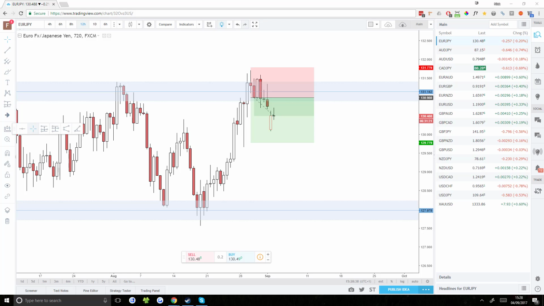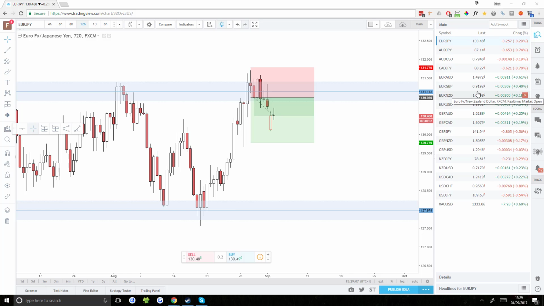So long story short, or no, I've told a long story really, but I held through NFP because I believed that NFP was going to push price in my direction, and it did. It didn't push it much, but that's probably because this is a EURJPY trade and not a USD trade, so it's going to have less of an impact overall. But it did push it in my direction, so that was great.